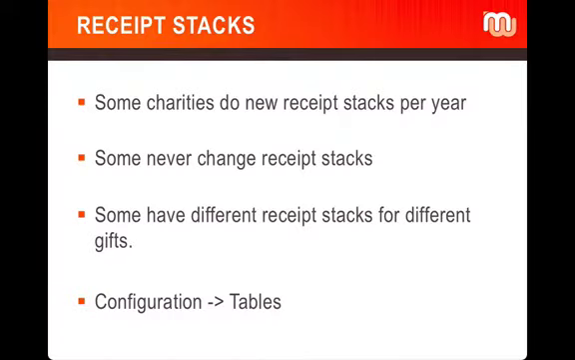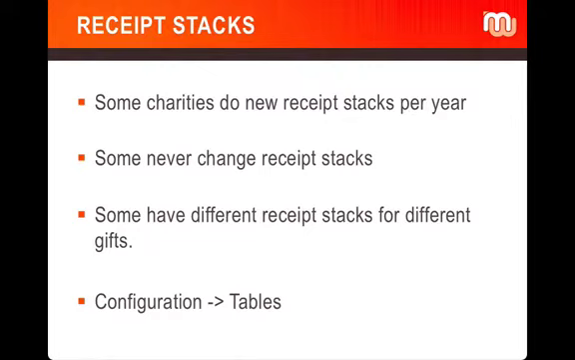So the basics of receipting. First thing is receipt stacks. We've talked about this in some of our discussion. A receipt stack is basically one group of numbers. When you create a new receipt stack, it's going to create a whole new group of numbers. Some charities will do a new receipt stack every year. Some charities never change their receipt stack, only have one receipt stack, and everything gets receipted to that.